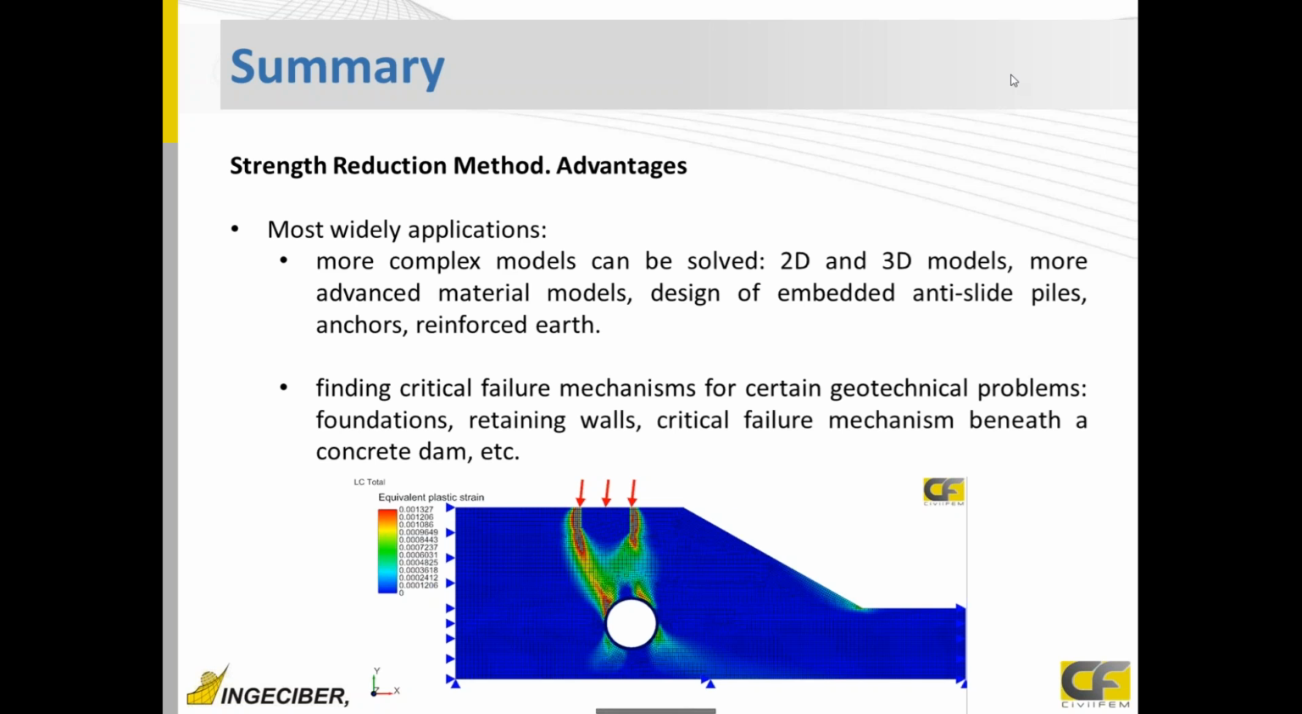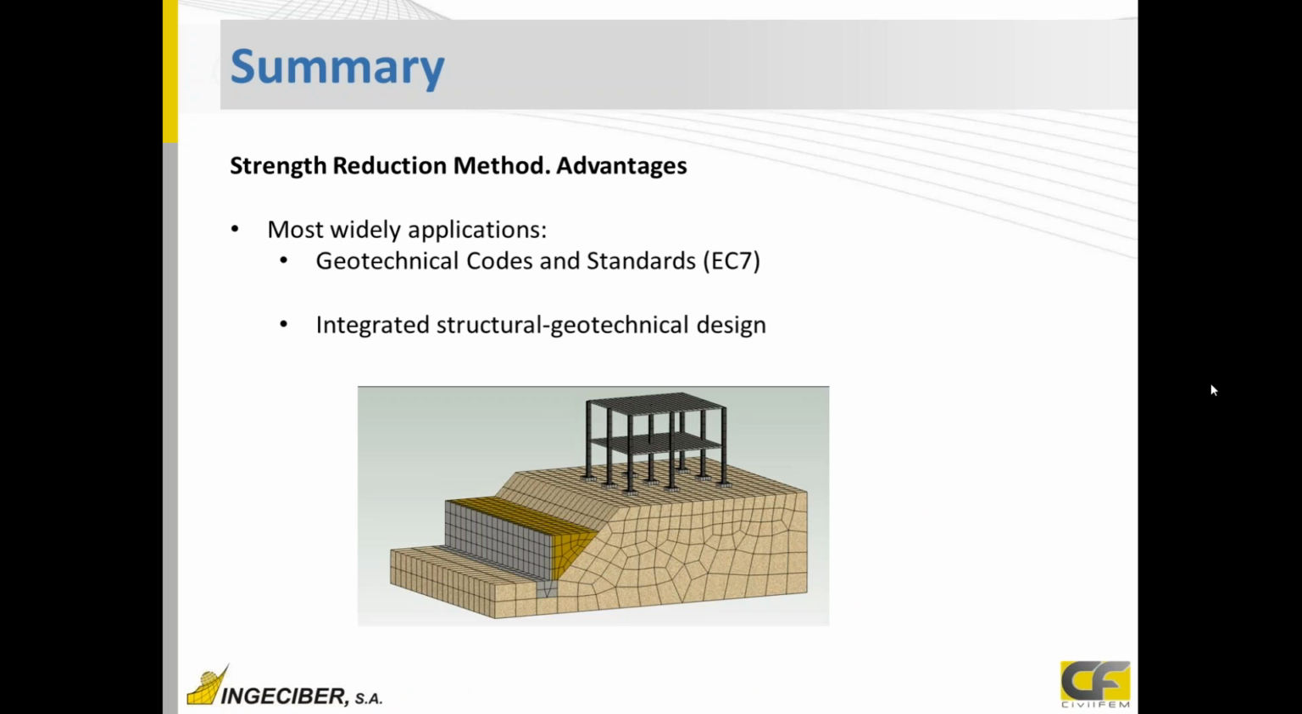Also, this method could be applied to the different geotechnical structures like foundations, retaining walls, or dams, to obtain the critical failure mechanisms and also to obtain safety factors that could be similar to some safety factors that are defined by the geotechnical codes and standards like the Eurocode 7. So we can obtain the capacity of the resistance of a terrain using this method and being sure of the safety of our models.